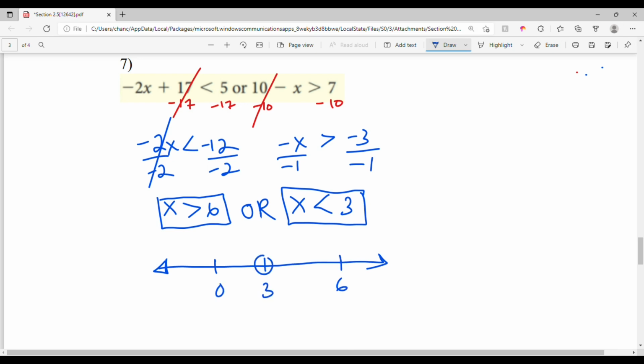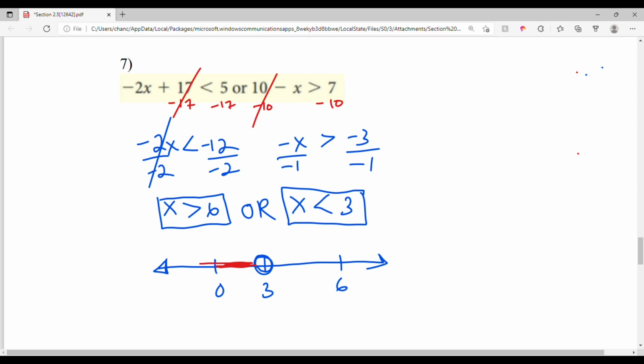We have to use an open circle for the 3. And since x is less than 3, we're going to shade towards the left. And x is also greater than 6, we'll shade toward the right. This is open circles for both, because one is strictly less than 3, and the other one's strictly greater than 6. What's our interval notation?